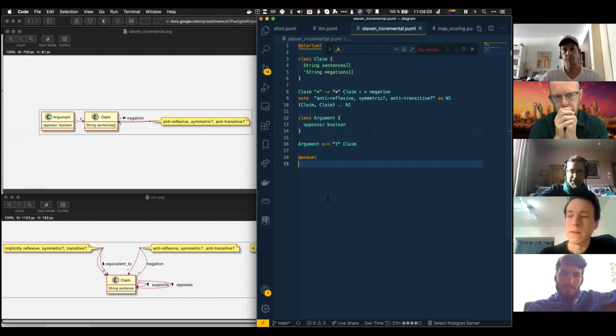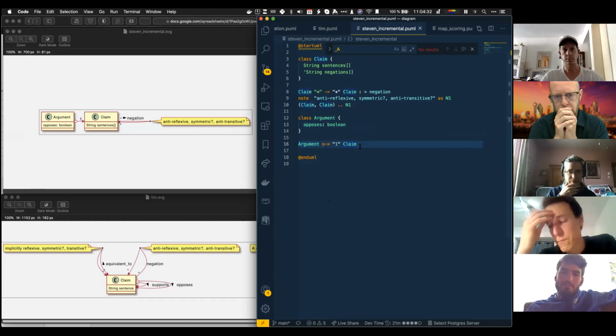So, sorry, did I capture it well so far? Argument is no claim here? I would say an argument has two attributes. One is a claim, and the other attribute is a relation, which is either opposing or supporting. Yeah, that's opposes. Okay. Boolean, and the argument has a claim. Yes, and then a claim has many arguments, and that's it. The claim, yeah, good point.